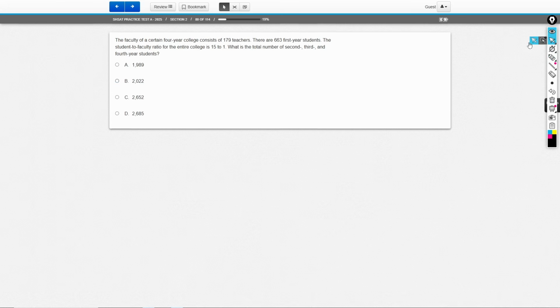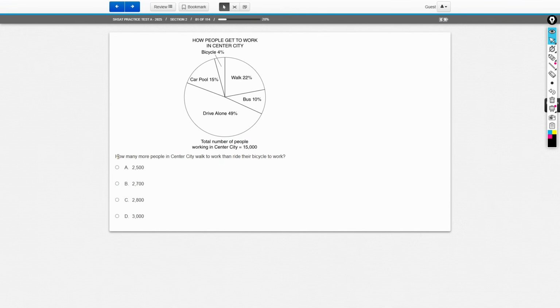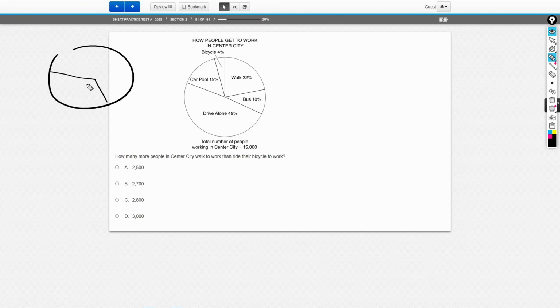All right, next we have a not a Venn diagram. What am I talking about? We have a pie chart, right? A pie chart is going to give you a percentage of a value. We want to know how many more people in Center City walk to work than ride their bike to work. So we know that the total number of people working in the city is 15,000. It's important to read the graph or the diagram because it tells you the total.